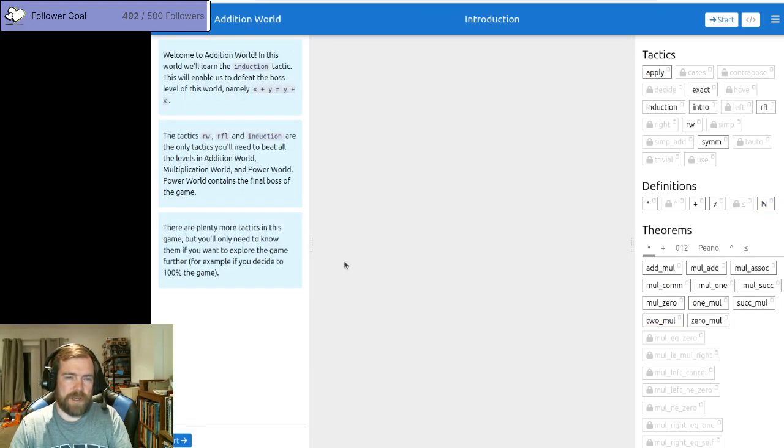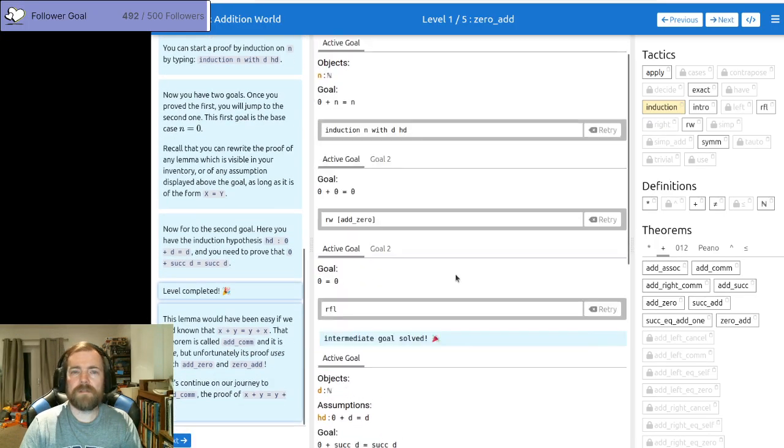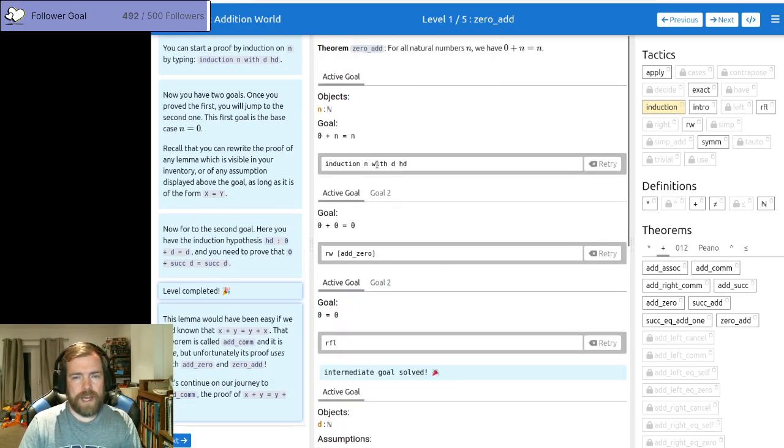Addition world, we start looking at induction. So using the induction tactic, how do we then go through any particular proof and say, you know, this symbolic logic proof is going to get us step by step through this whole process. We're going to run an induction n with d and hd. So then it says our goal, 0 plus n is equal to n, is our ultimate goal. Induction n says that we're going to run an induction on the variable n.